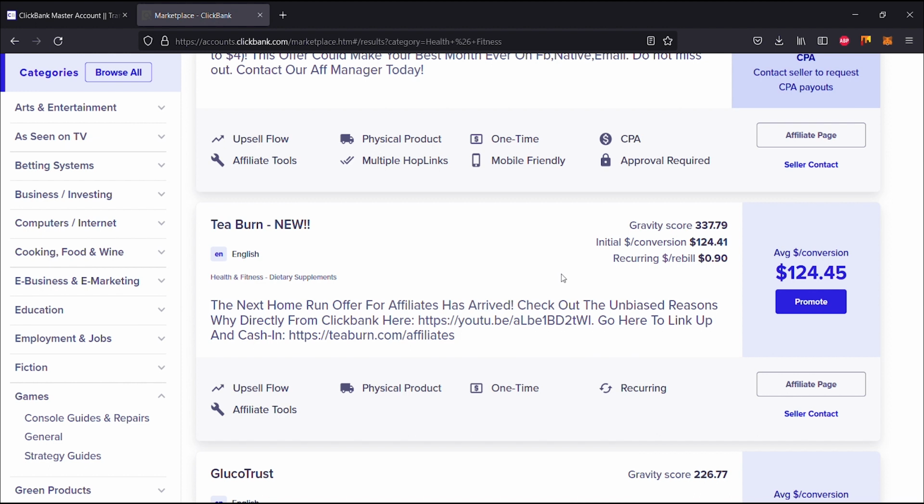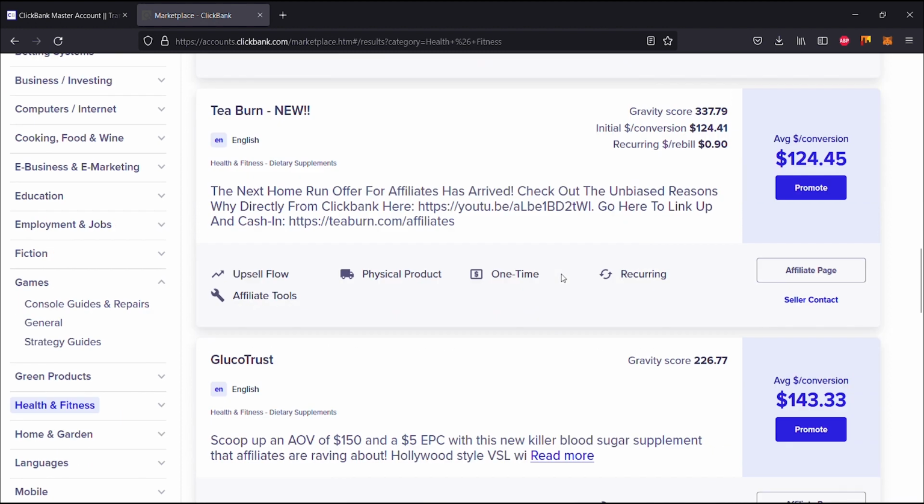0.90 dollars. It's only available in English, and the average dollar per conversion is $124.45. Our features include upsell flow, physical product, one-time reoccurring affiliate tools.